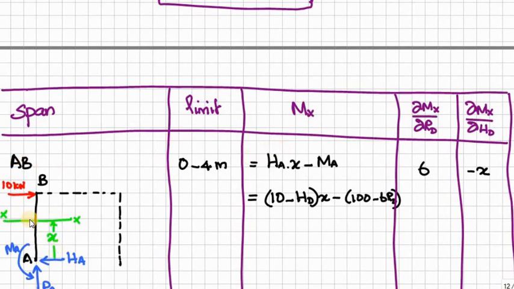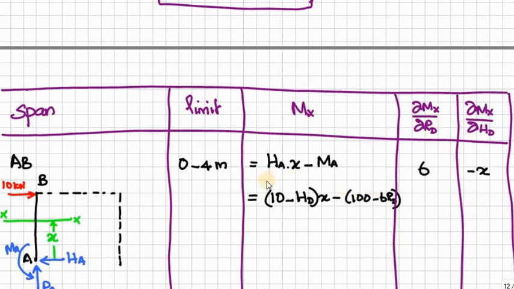Now taking moment about this XX section, HA into X. Okay, so positive moment, then MA negative. But HA we know is 10 minus HD, and MA is 100 minus 6 RD. Okay, this is the expression for moment.